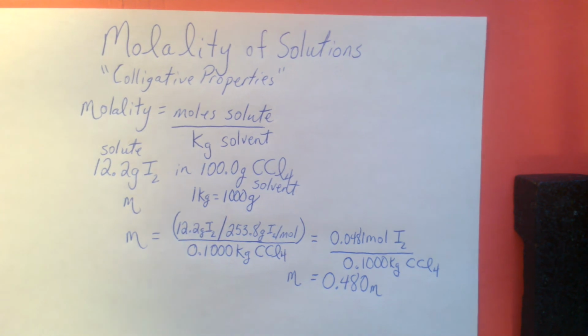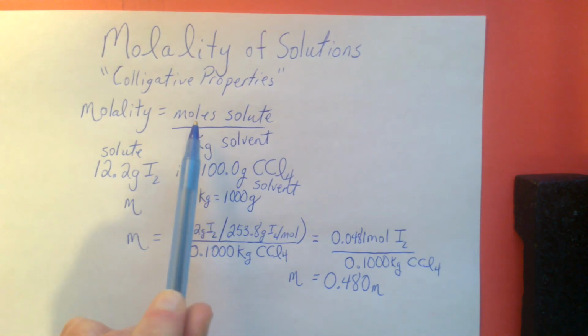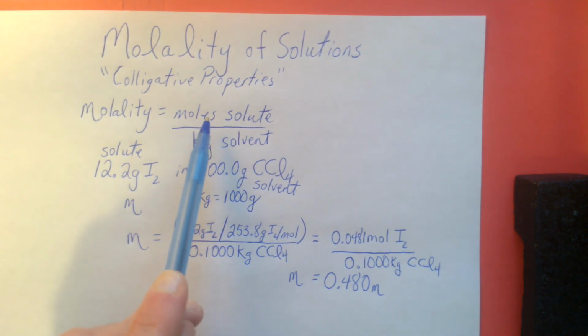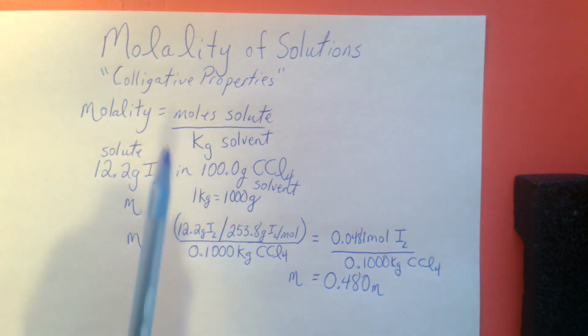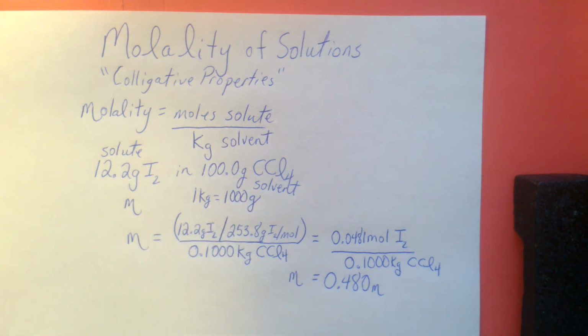So molality is moles of solute, which is the substance being dissolved, divided by the kilograms of solvent. Moles of solute per kilogram of solvent, and it'll be utilized when you're determining colligative properties of solutions.